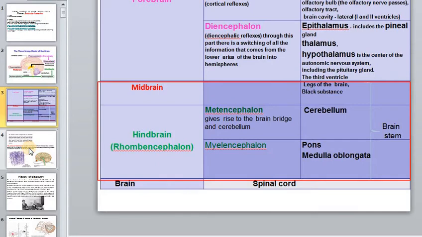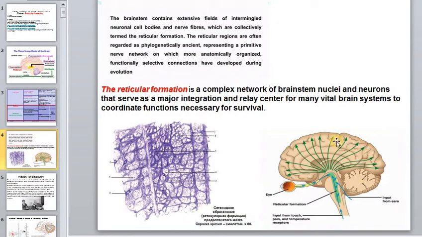It is part of the brain stem, and even more parts of the brain, which look like a net of neurons. It is a complex network of brainstem nuclei and neurons that serves as a major integration and relay center for many vital brain systems, to coordinate functions necessary for survival. This is a microphoto of a network-like formation of neurons in the medulla oblongata, and they are also located in other structures of the brain stem.